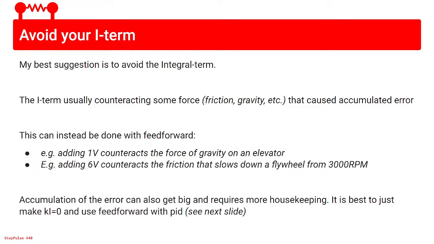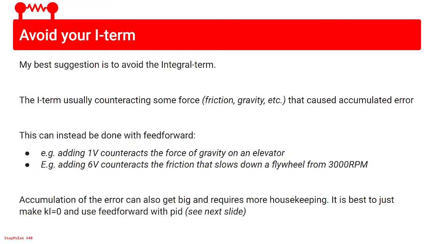Another example would be the entire kS kV equation. You're calculating 6 volts to prevent the flywheel from slowing down, because if you're using PID on a flywheel, as you approach 3000 RPM, your error gets smaller.